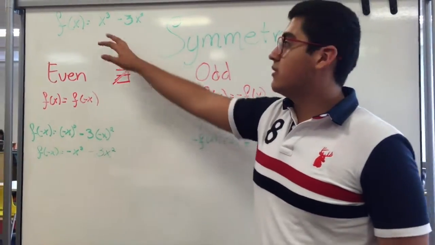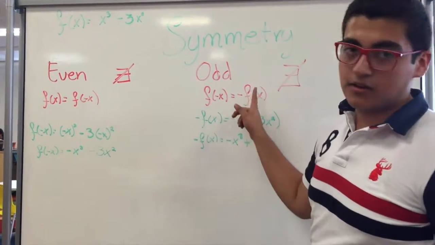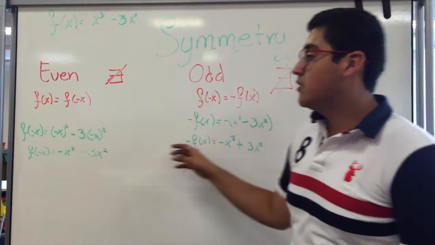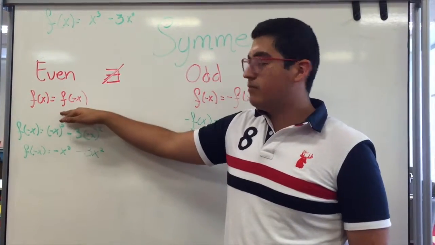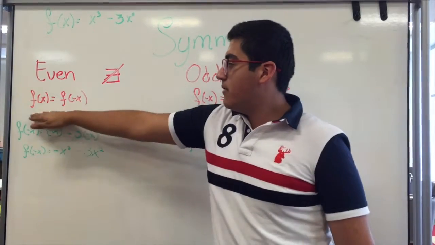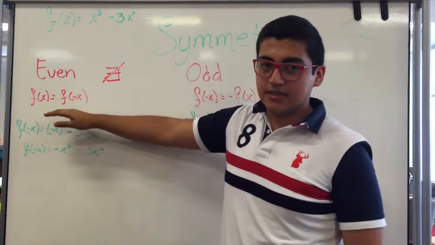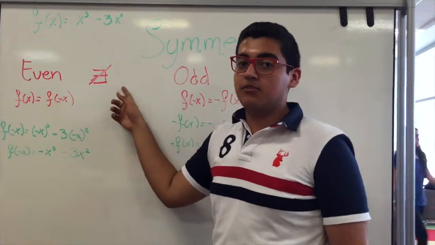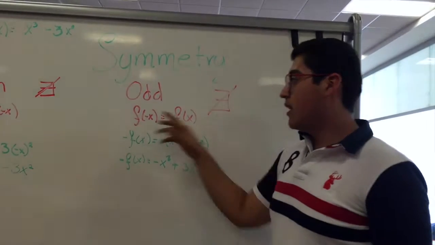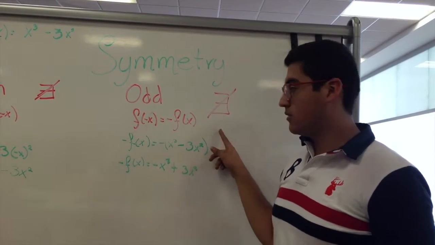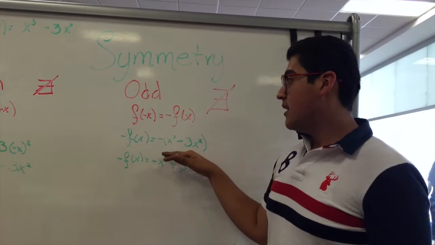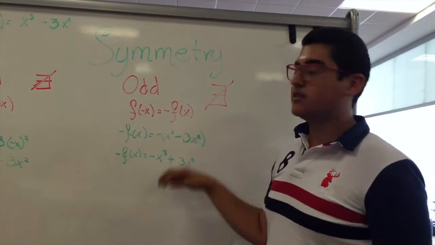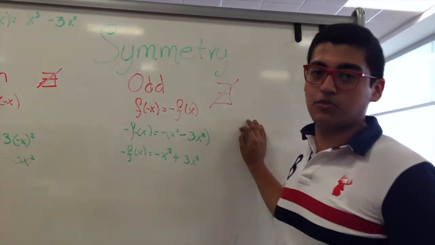Now we are going to get the symmetry of this function. We have two types, even and odd. For even we have to get this condition, and for odd this one. So we get the function f of minus x, and we see that f of x is not equal to f of minus x. Therefore, we don't have an even symmetry in this function. For odd, we have to achieve this condition. We get minus f of x, and we compare and we see that it's not equal to f of minus x, so therefore we don't have odd symmetry.